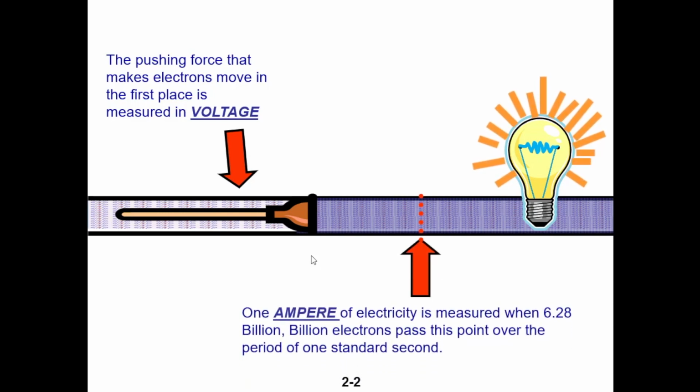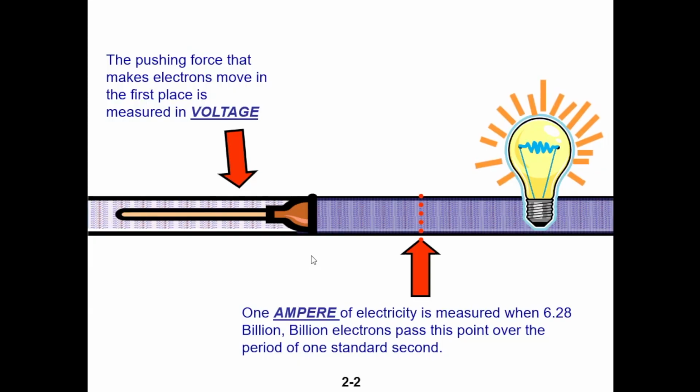Now, if I was to draw an invisible finish line anywhere along this wire, and I was able to count how many electrons are going by, if I could count 6.28 billion electrons over the course of 1 second, that's known as 1 amp. And that's a lot. That's a significant amount of current flow. So that is how we get 1 amp.